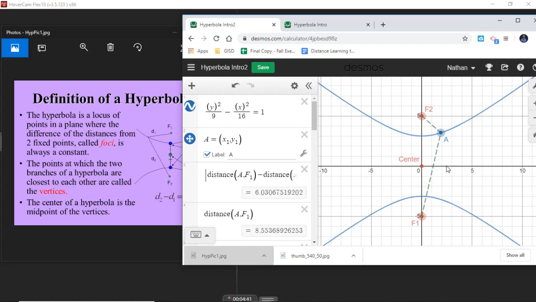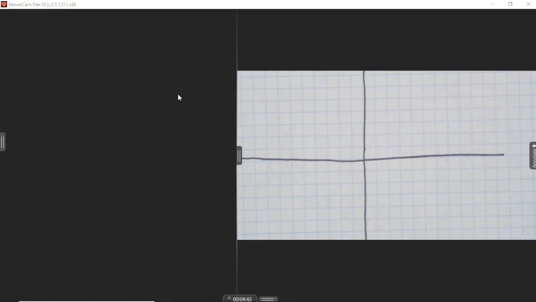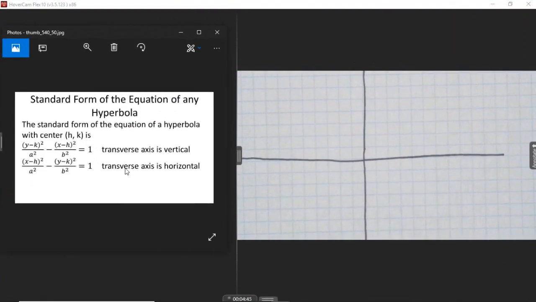Okay, so let's talk about this picture right here. This is the standard form of equation of a hyperbola. It's these 2. Now notice the transverse axis is mentioned here, right? Transverse axis is vertical, transverse axis is horizontal. Now the difference between these is when x is first.